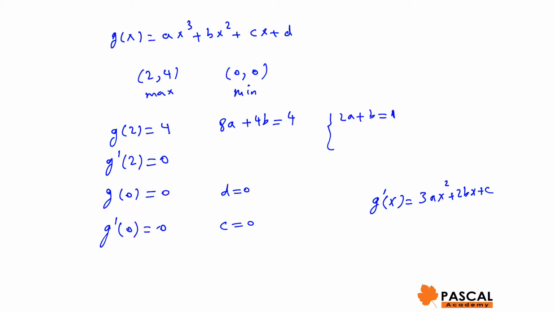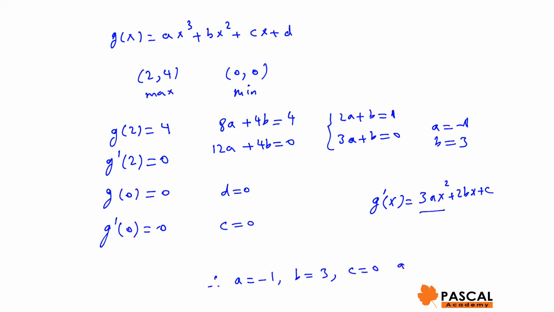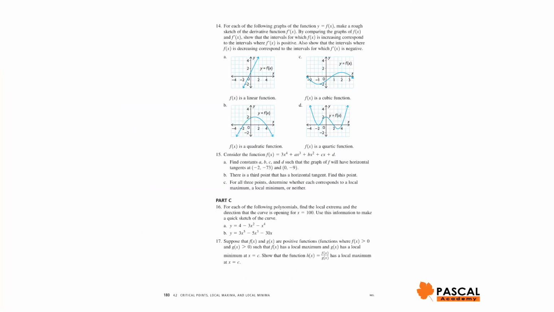G prime of 2 equals 0. That means 12a plus 4b equals 0, or 3a plus b equals 0. A system of equation. By solving this system of equation, we have a equals -1 and b equals 3. Therefore, a is -1, b is 3, c is 0, and d is also 0.